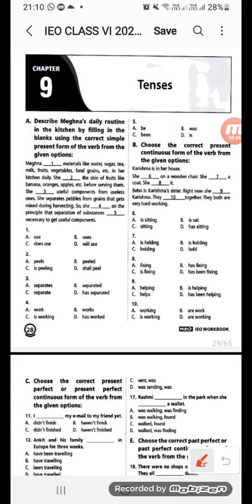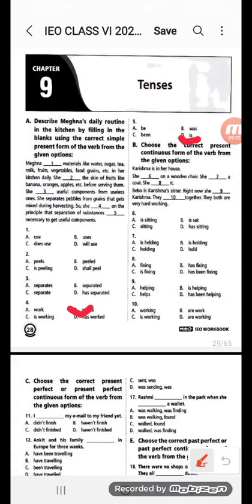So, she works on the principle that separation of substances is necessary to get useful components. Now, choose the correct present continuous form of the verb from the given option. Now we are on the exercise B.